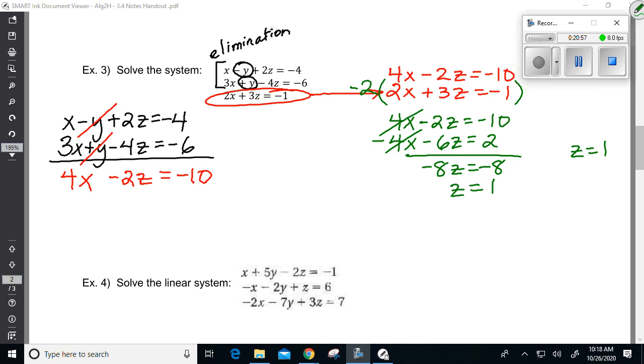So since z is equal to 1, we have a couple of places that we can use to get x. So let's get our x value. Take z, plug it back in. 4 times x minus 2 times 1 is negative 10. 4x minus 2 equals negative 10. 4x equals negative 8. x equals negative 2.